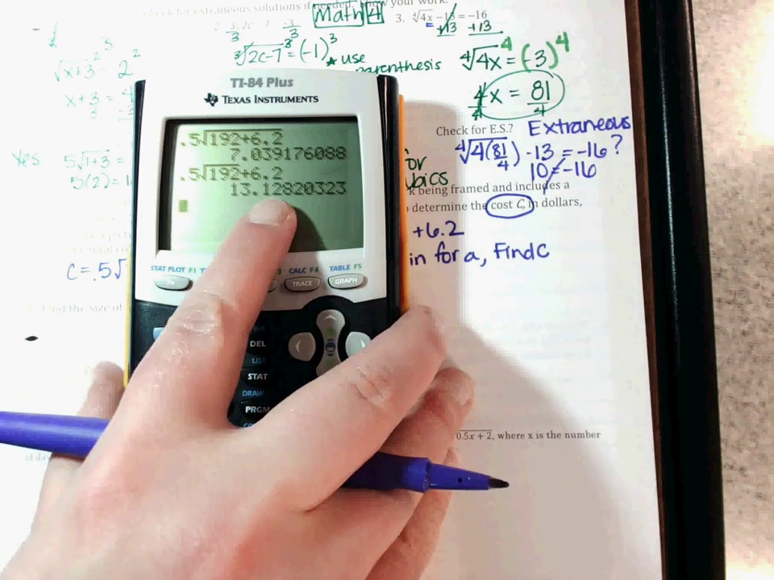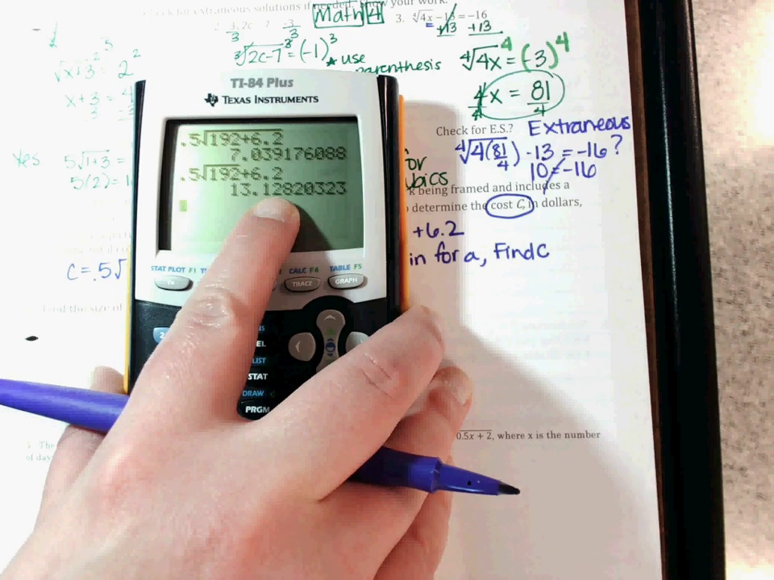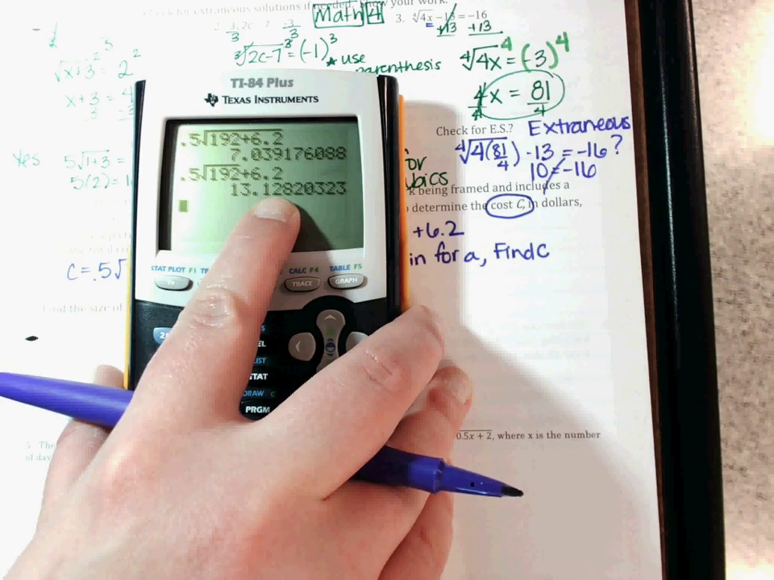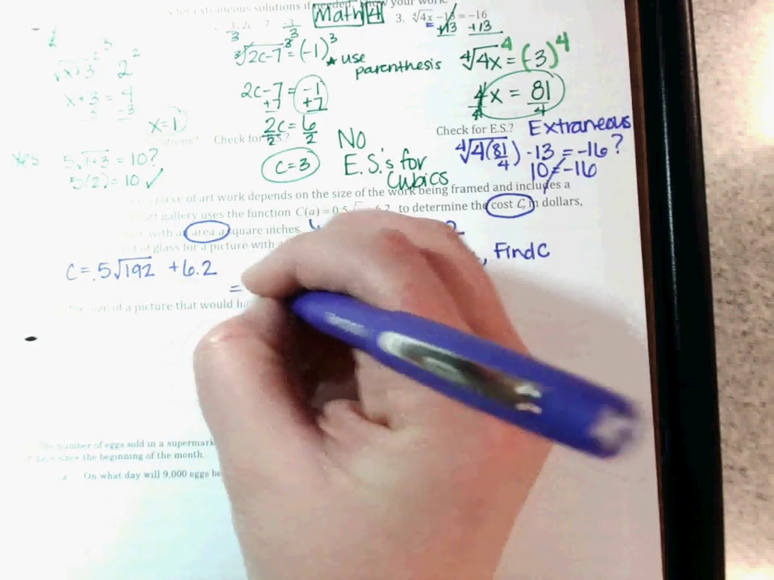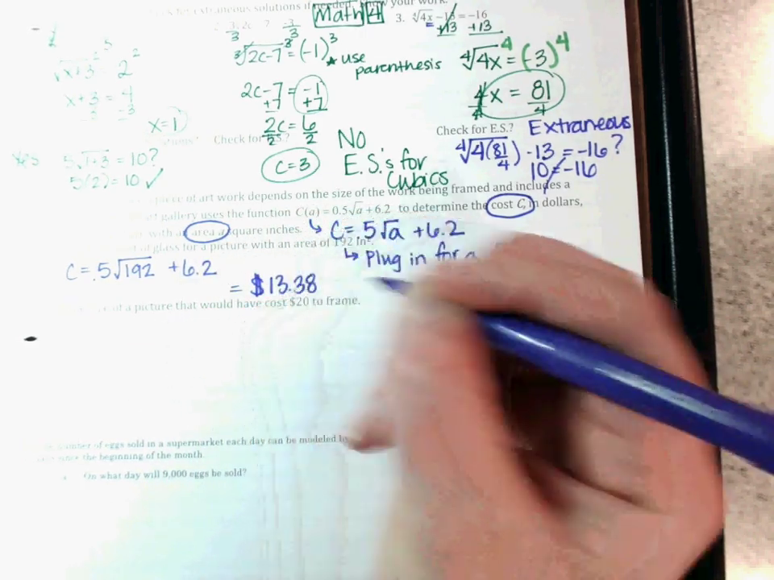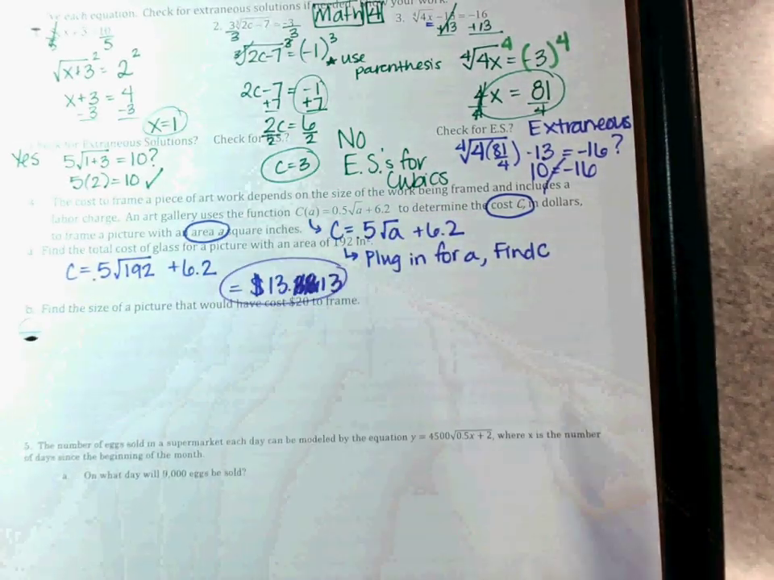Now, since this is dollars, if that's 12.8, how many cents does that round up to? 13 cents. So it'd be $13.13. Oh, wait, hold on. 13 cents, sorry. I'll give it to you in a second.